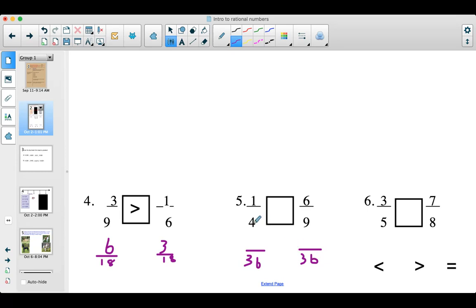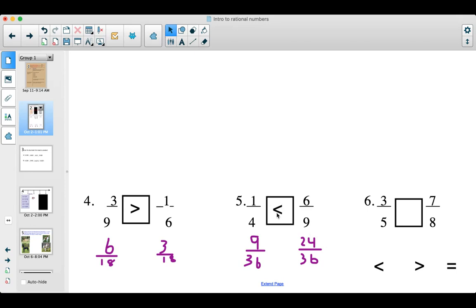Okay, so to get from 4 to 36, I'm multiplying by 9. So 1 times 9 gives me 9. Over here, to get from 9 to 36, I multiply by 4. So 6 times 4 is 24. Okay, well, that's pretty easy to see. 24/36 is more than 9/36.